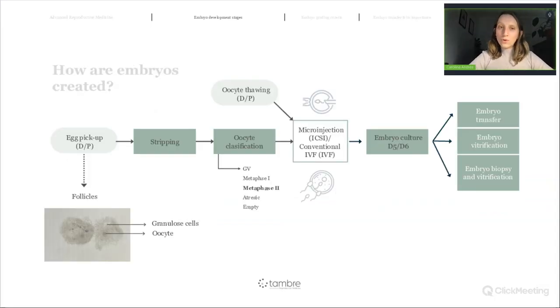Once we have our oocytes ready and classified, we proceed with the microinjection. Oocytes that are going to go through conventional IVF will be stripped one day after the fertilization is done. It's at a different moment, but we will do it anyway. After fertilization is performed, embryos are cultured until day 5 or day 6, after which they will be either transferred, vitrified, or biopsied and vitrified, waiting for the genetic results to arrive.